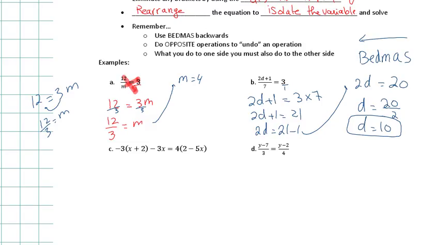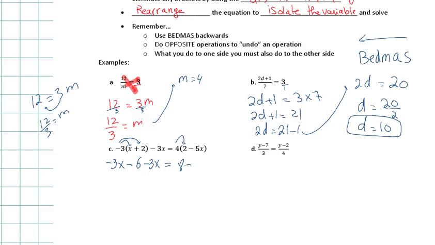Remember the distributive property that we did earlier? Right, multiply that -3 by each term. So you're going to get -3x minus 6. And then this -3x stays the same because there is nothing multiplied by it. Then 8 minus 20x.